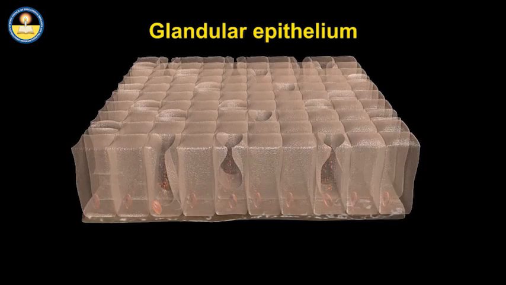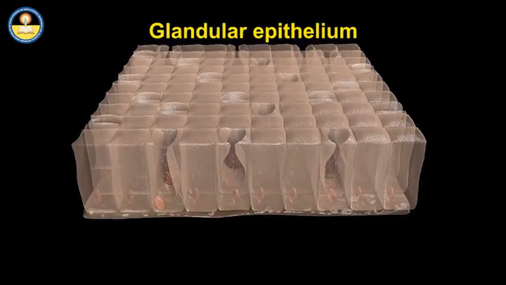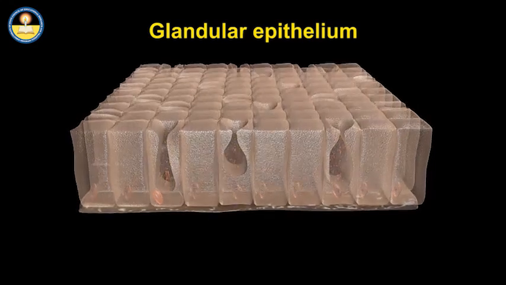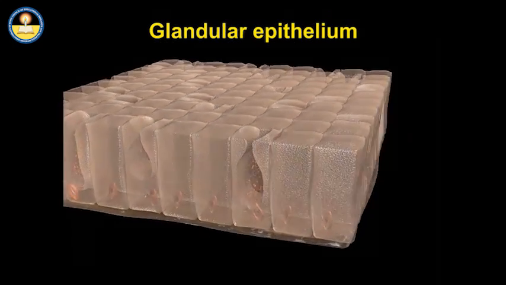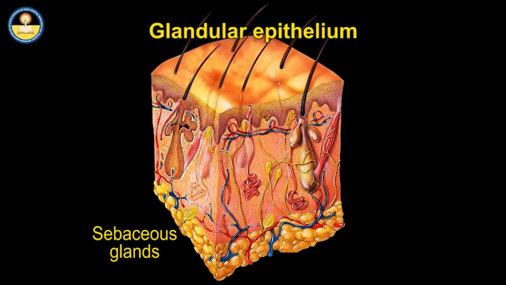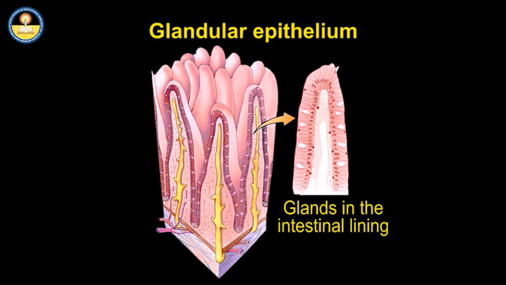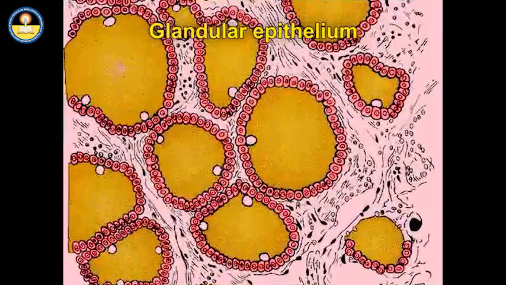Goblet cells appear as large clear spaces present among the columnar absorptive cells. The cup shape of goblet cells is filled with mucus droplets that are released into the lumen of the tract. Goblet cells are actually unicellular exocrine glands. Examples include sebaceous glands of the skin and glands in the intestinal lining, and many endocrine glands releasing hormones such as the thyroid follicle.